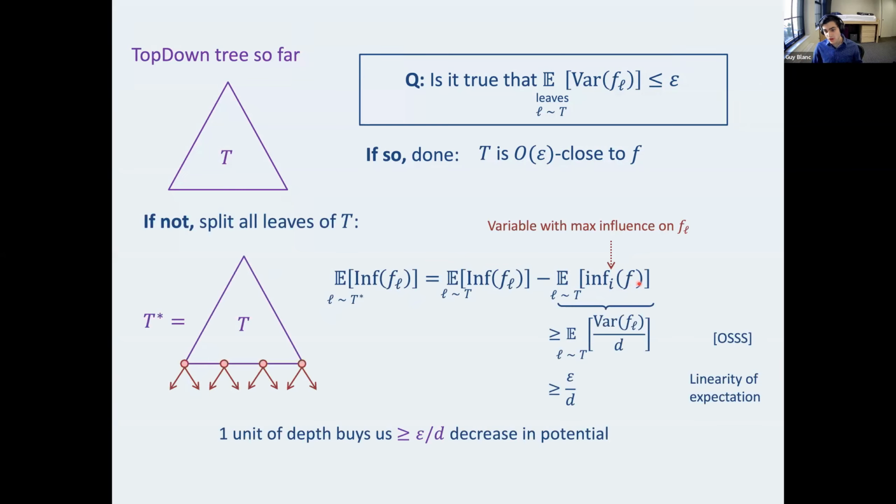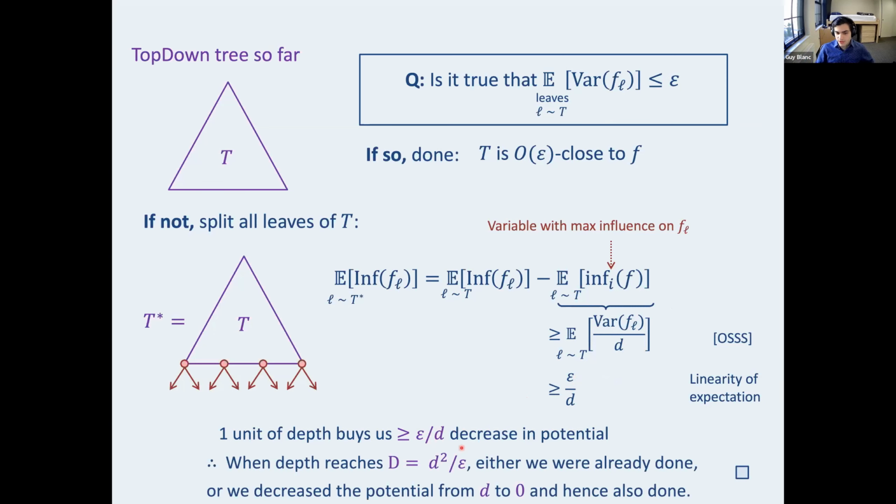Okay, and then we use OSSS. So we say, okay, we know that there is a variable with influence at least variance of FL over D. So based on our assumption here that we're in this second case, the average variance is kind of large, and we can just use linearity of expectation to say, okay, the progress you make is at least epsilon over D, which, well, that's what we wanted to show from the beginning. The conclusion we can make is that when you increase the depth by one of the top-down tree, your potential decreases by at least epsilon over D.